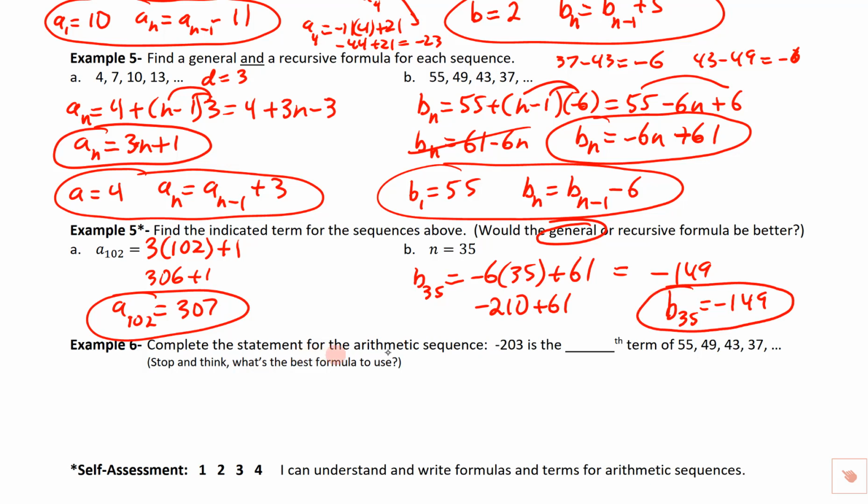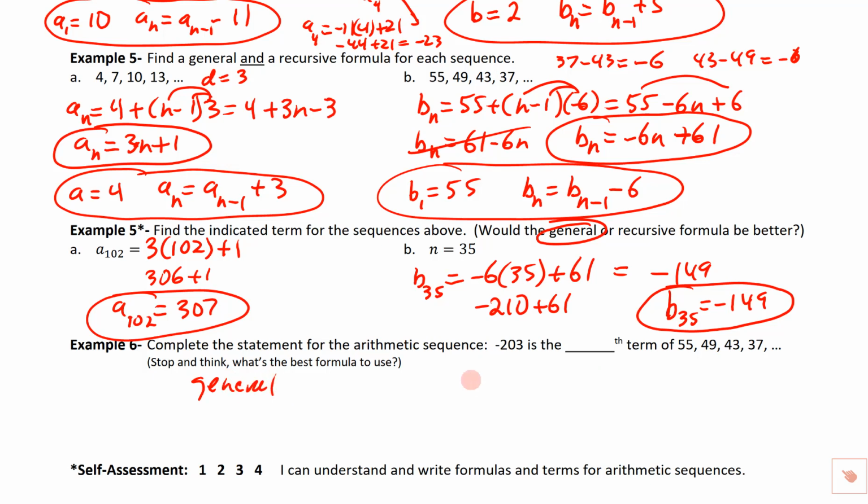Now this one says, complete the statement for the arithmetic sequence. Negative 203 is the blank term of 55, 49, 43, 37, and so forth. So it's this one right here. This is a little bit different. They've given us the term, but we don't know what the index is. Again, the best one for jumping around from any term you have to whatever you need is going to be the general formula. So let's find the general formula for this one right here.